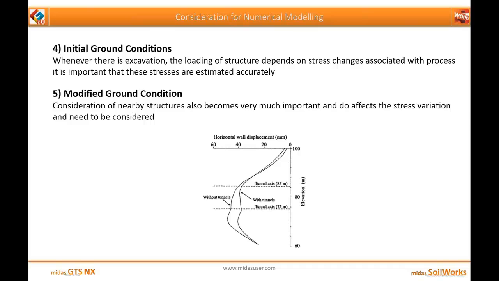So the second case which comes out of a result is the modified ground condition. Now consideration of the nearby structures becomes very important because they do change the stress variation in the model. For example, if you have a tunnel or very close buildings, the effect of them on the initial stress variation of the ground should be considered. As you can see, there were two cases, one with tunnel and without tunnel. So you can see the change in the horizontal displacement of the wall. Also in the demonstration part, I will show you how much percent it could affect your results.